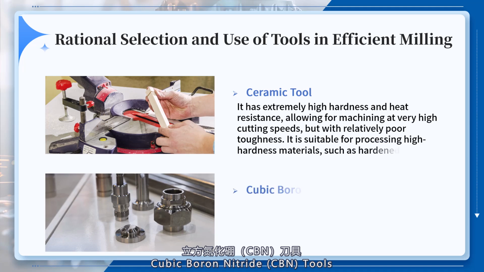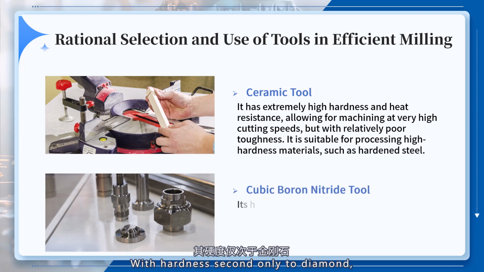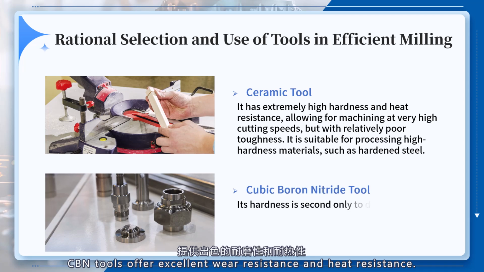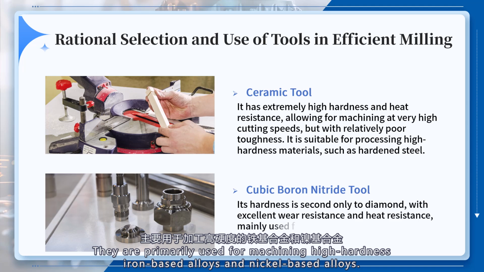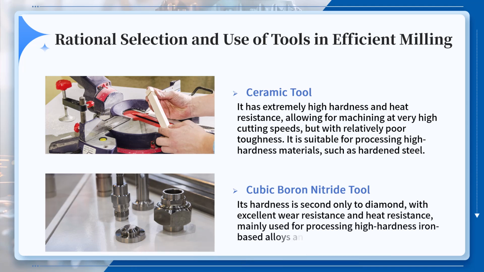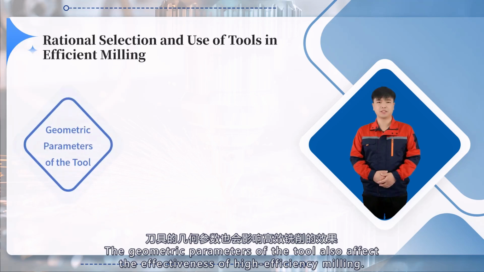Cubic boron nitride (CBN) tools, with hardness second only to diamond. CBN tools offer excellent wear resistance and heat resistance. They are primarily used for machining high-hardness iron-based alloys and nickel-based alloys. The geometric parameters of the tool also affect the effectiveness of high-efficiency milling.